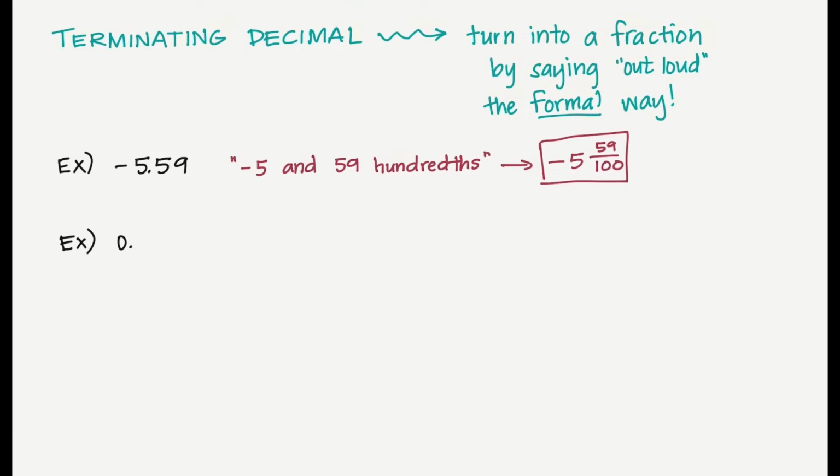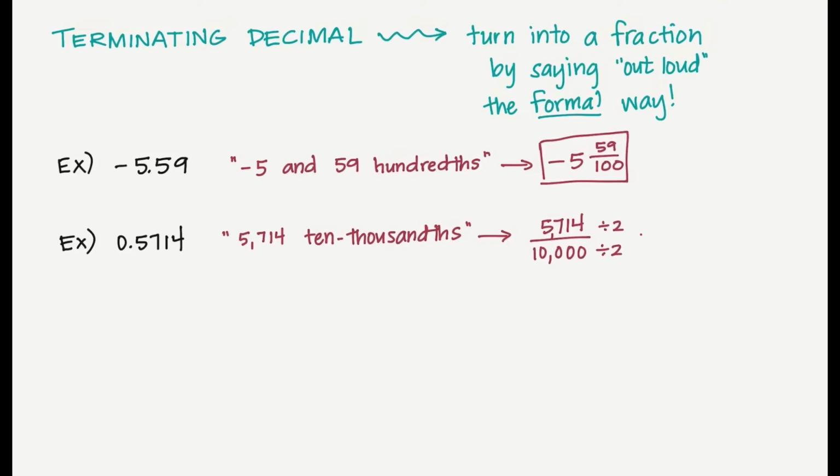Now let's go ahead and try another one. This is 0.5714. So if I was going to say this out loud formally, I would say 5,714 10,000ths, because that 4 ends in the 10,000ths place. So let's write it as a fraction. 5,714 over 10,000. And I can simplify this. I'm going to divide them both by 2, and I'm going to end up with 2,857 over 5,000 for my final answer.